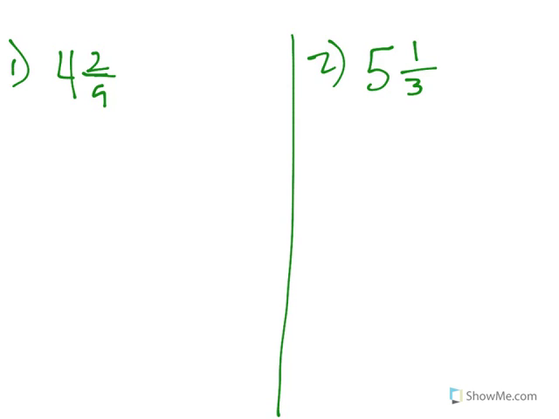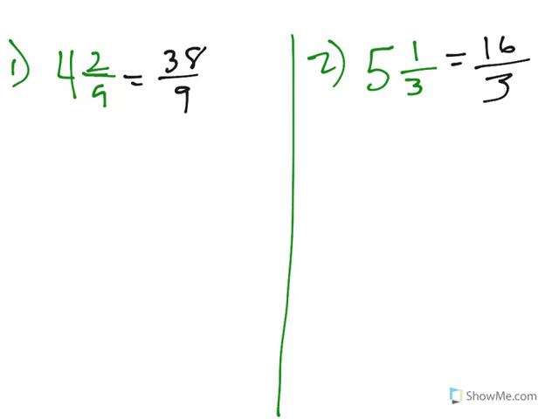Okay, so if you went ahead and answered the questions, let's take a look to see how well you did. 9 times 4 is 36, plus 2 is 38, so this is 38 over 9. And 3 times 5 is 15, plus 1 is 16 over 3. And there we go, we're done. We just converted the mixed numbers to improper fractions.